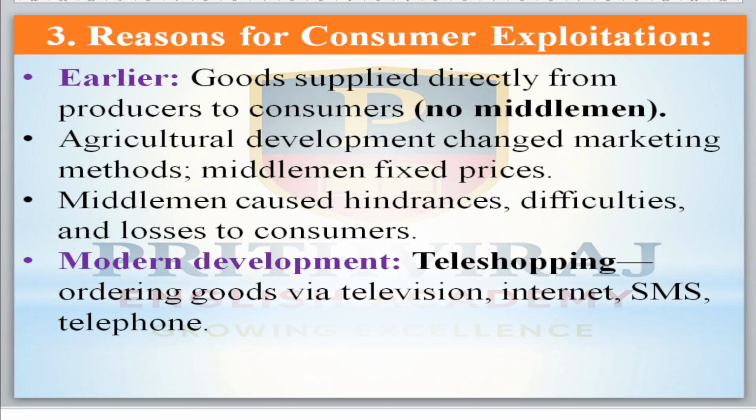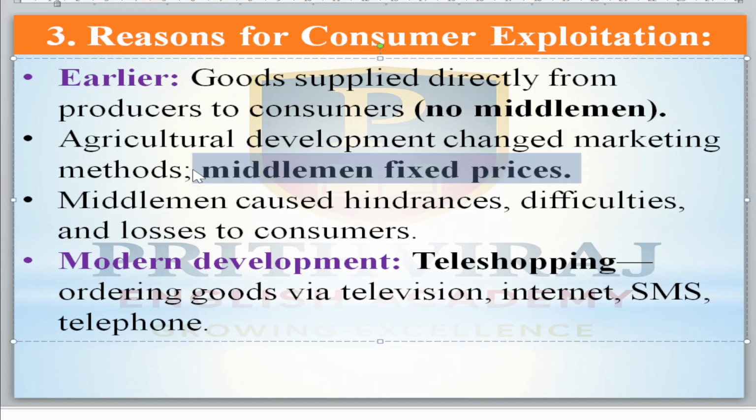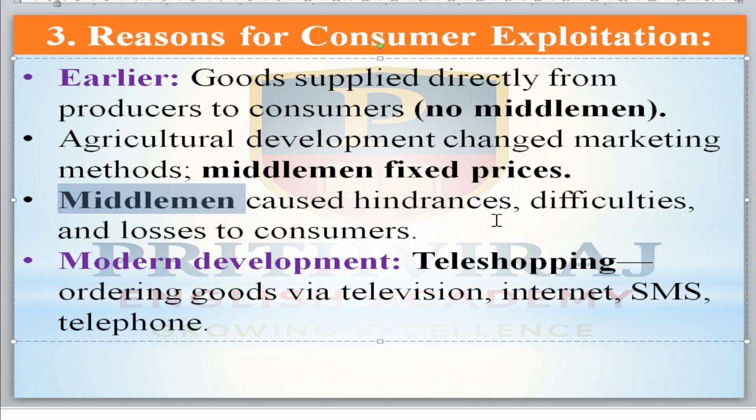Now come to the reasons for consumer exploitation. Earlier, goods were supplied directly from producers to consumers. There was no middleman. But with agricultural development, marketing methods changed. Middlemen started to fix the prices, right? And middlemen cause hindrances, meaning problems like difficulties and losses for the consumers.